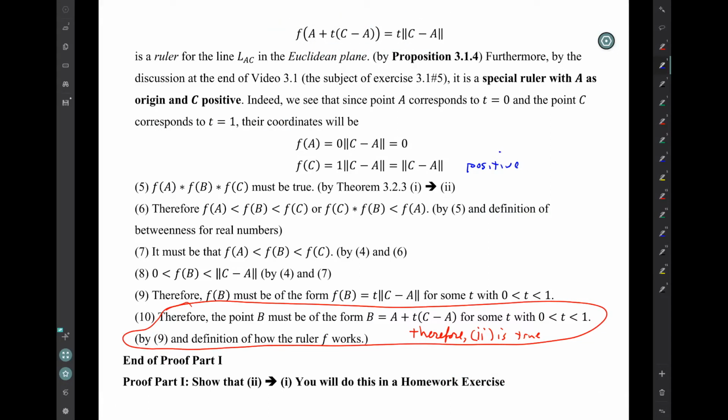Now, statement 5 is very important. It says that f of B is between f of A and f of C. Those are real numbers. So this symbol is spoken: f of B is between f of A and f of C. Now, why is that true? Well, let's look at my justification. Here I should have said by statement 1. So let's go back up and look at statement 1.